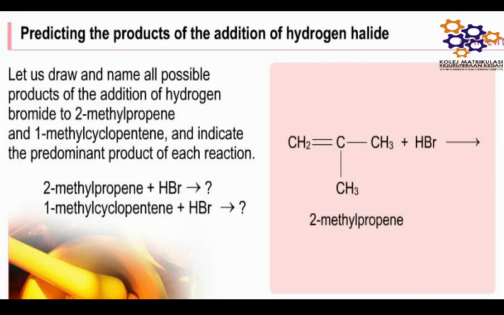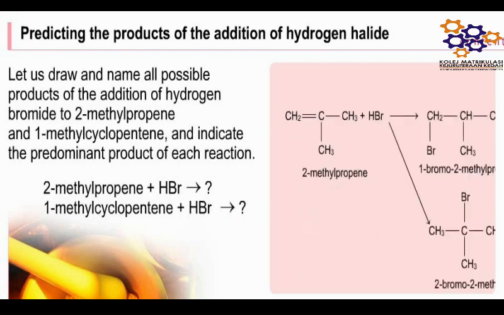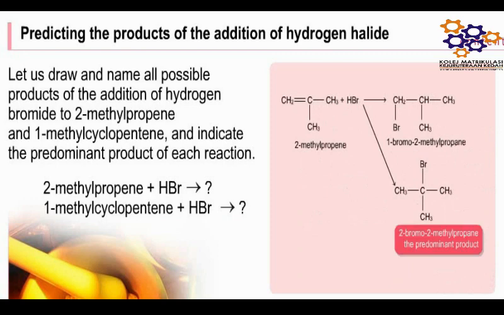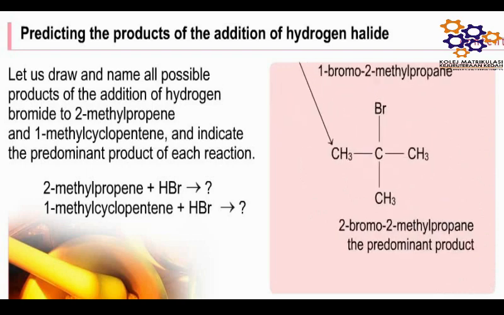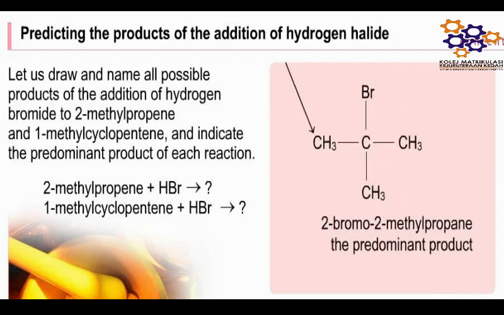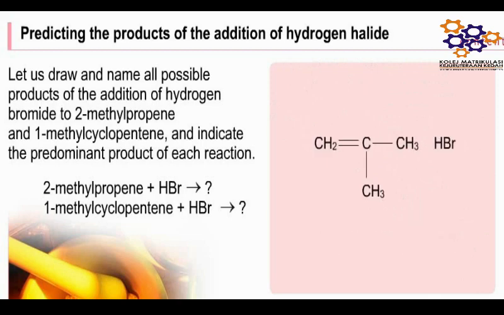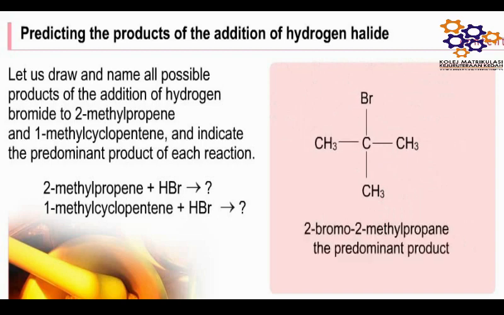In the case of 2-methylpropene, the addition of hydrogen bromide may yield 2-bromo-2-methylpropane or 1-bromo-2-methylpropane. In accordance with Markovnikov's rule, the predominant product of the reaction is 2-bromo-2-methylpropane. Hydrogen adds to the carbon linked to 2 hydrogen atoms, while bromine adds to the carbon atom to which no hydrogen atoms are attached.